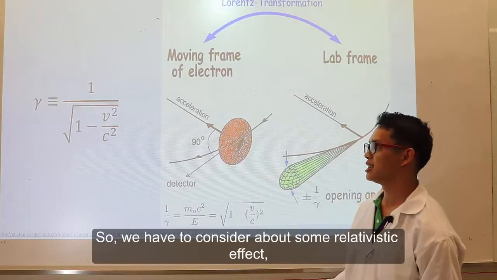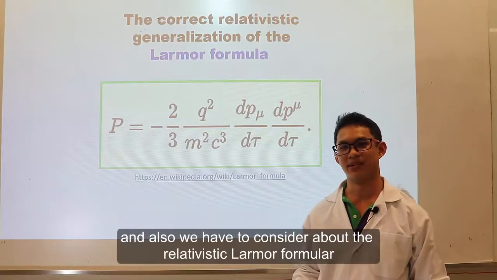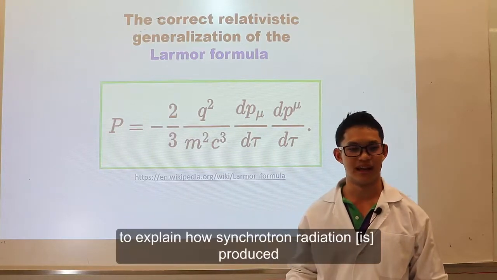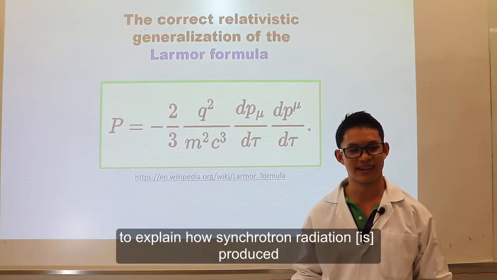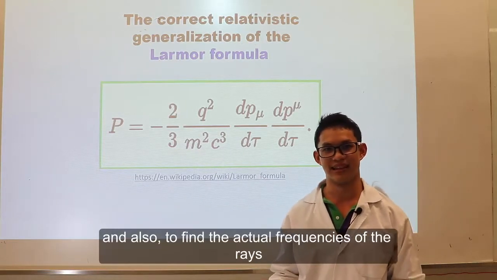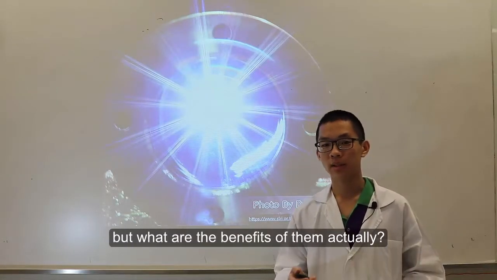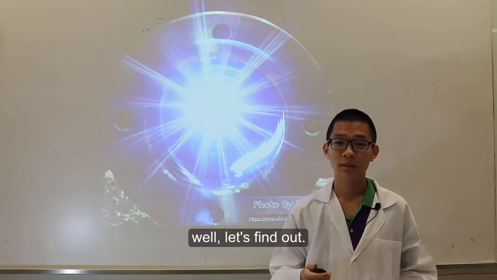So we have to consider some relativistic effects. And we also have to consider the relativistic Larmor formula to explain how synchrotron radiation is produced, and also to find the actual frequencies of the rays. Now we all know what synchrotron radiation is, but what are the benefits of it actually? Well, let's find out.